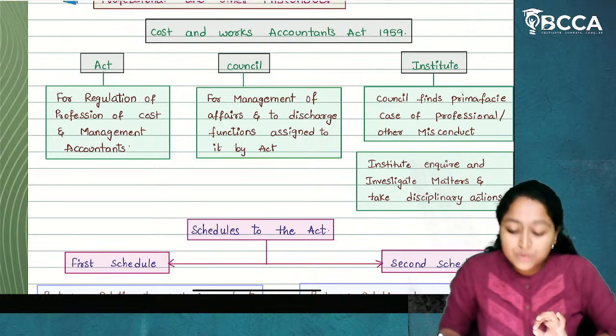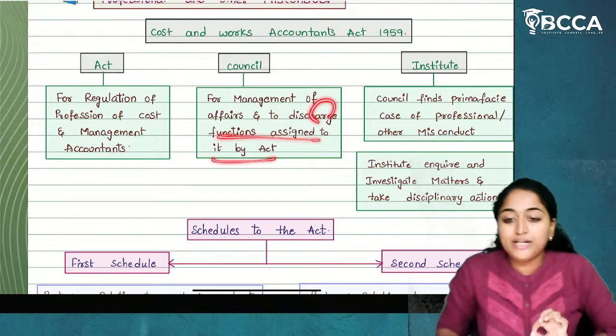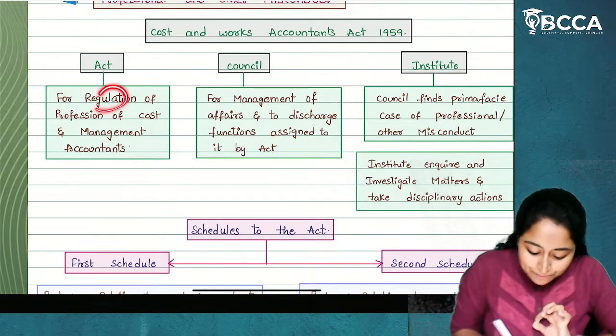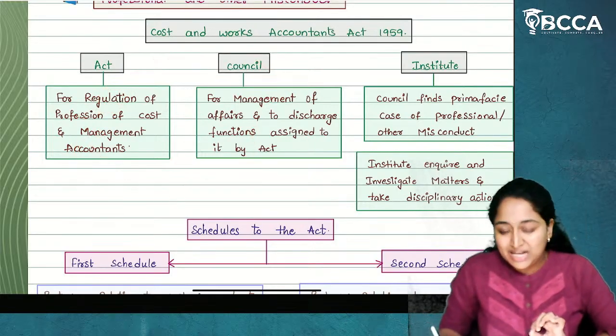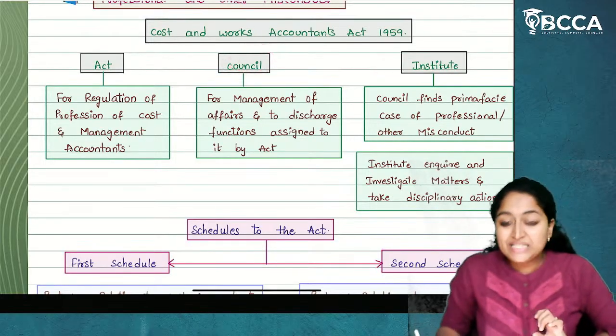Now, what does this council do? For management of affairs and to discharge the functions assigned to it by the act. So, the act has already given some regulations. To implement these regulations, to act on behalf of the act, whatever it has told, the council will do the work. And the council has given rights to the institute.